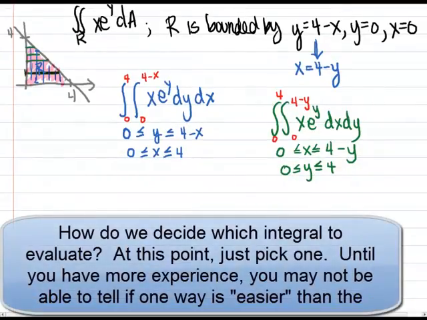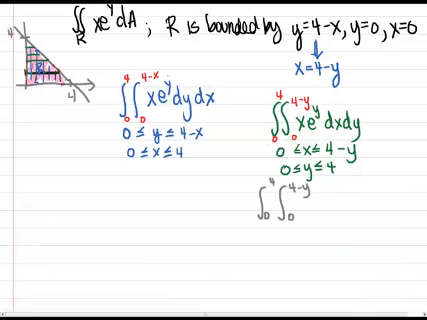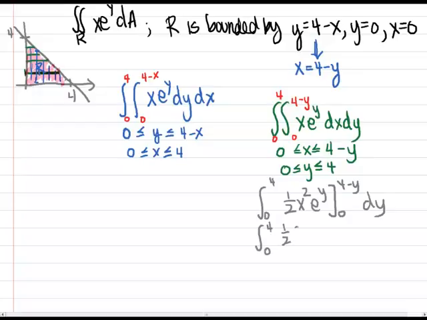Okay, so let's take a look and try to decide which one you want to use. In this case, let's just try the second one. So when I integrate dx, I get 1/2 x squared e to the y from 0 to 4 minus y dy. And I have 1/2 (4 minus y) e to the y dy. Oops, quantity squared.